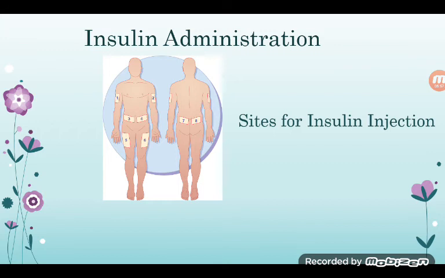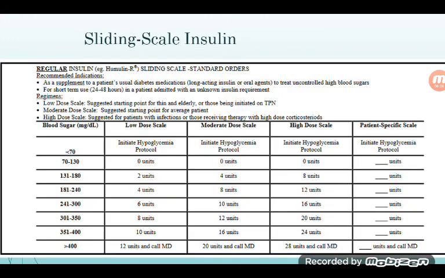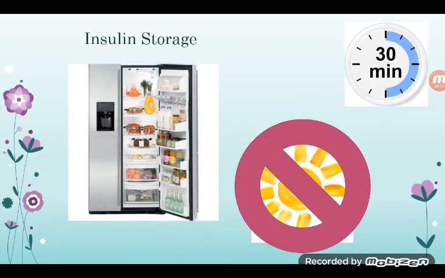These are insulin administration sites. There are insulin pen injectors, jet injectors, pumps, and the old-fashioned insulin syringe. Sliding scale insulin is seen here on this screen. You can take a moment to look through this, and you will be seeing these throughout your career. Insulin storage, it should be kept in the fridge. Pull it out 30 minutes before injection, and keep it out of sunlight and or high temperatures.